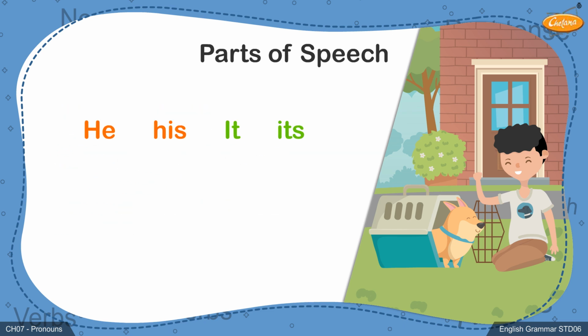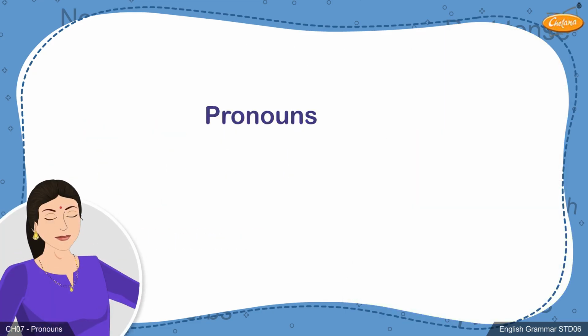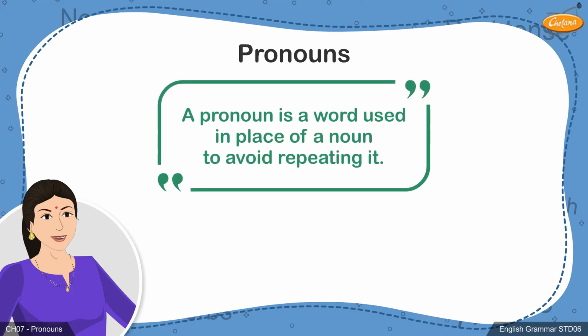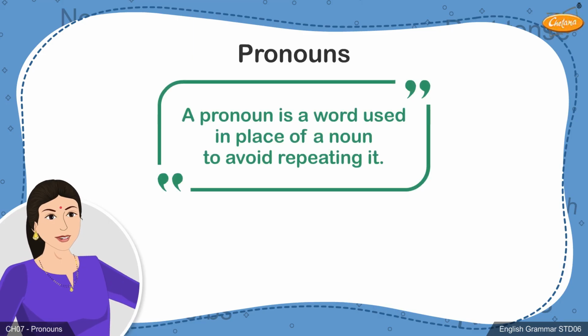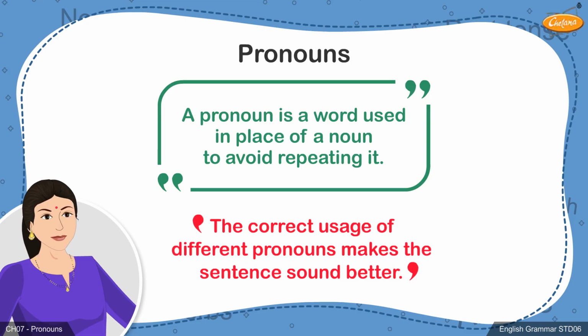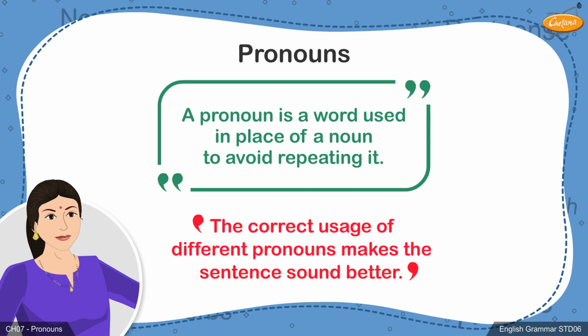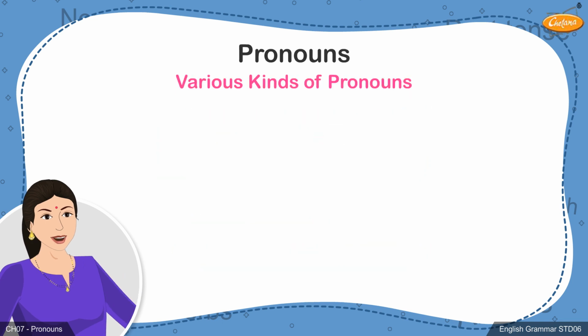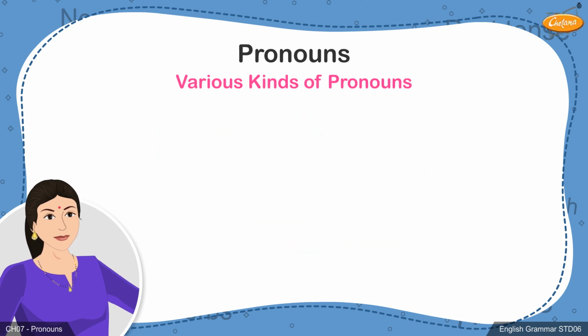These words that have replaced nouns so that we can avoid repeating the same noun in every sentence are called pronouns. Pronouns, therefore, can be defined as a word that is used in place of a noun to avoid repeating it. The correct usage of different pronouns makes the sentence sound better. Now that you have understood the concept of pronouns, let's understand the various kinds of pronouns, which are as follows.